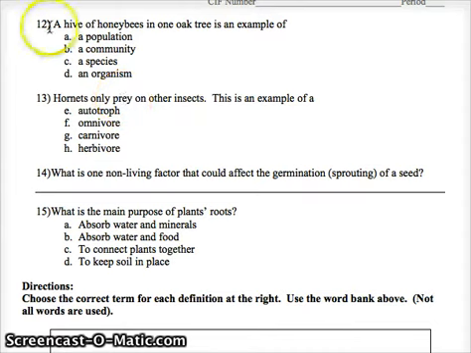A hive of honeybees in one oak tree is an example of A, a population, B, a community, C, a species, D, an organism. 13. Hornets only prey on other insects. This is an example of a E, autotroph, F, omnivore, G, carnivore, H, herbivore.